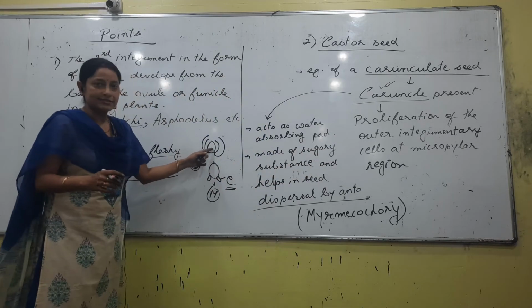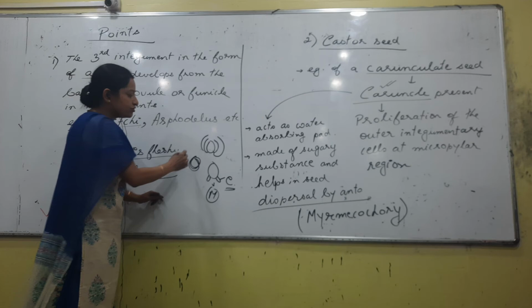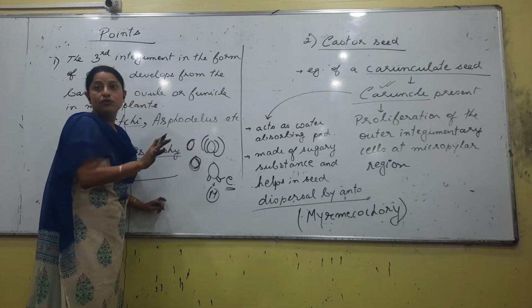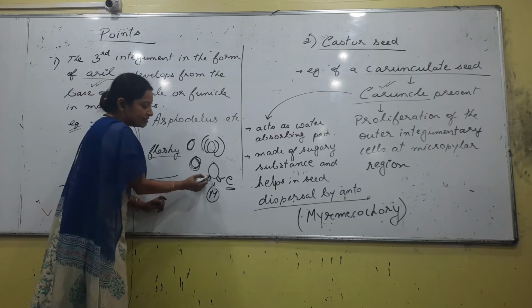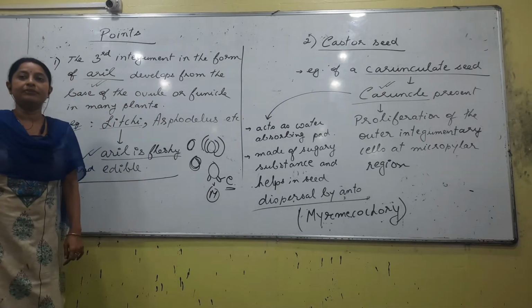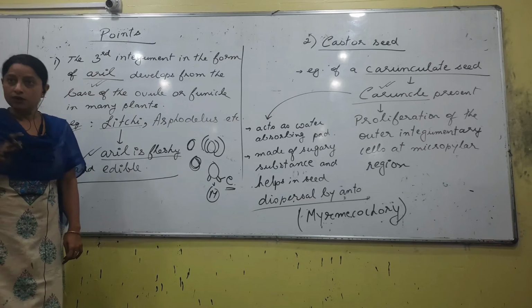Normally after fertilization, you should see a structure like this with the seed coat. No proliferation, no outgrowth, nothing. But in certain seeds, you will see the presence of the outer integument, the traces of the presence of outer integument. That is what is called as proliferation or outgrowth.